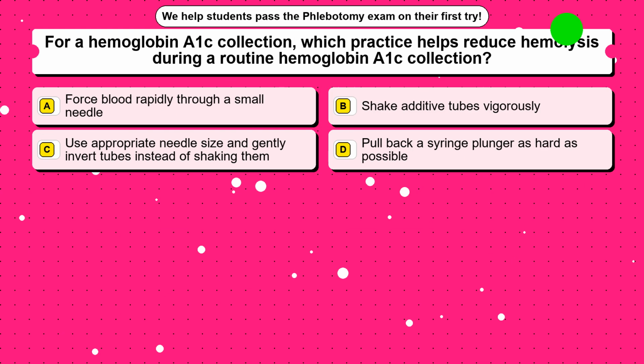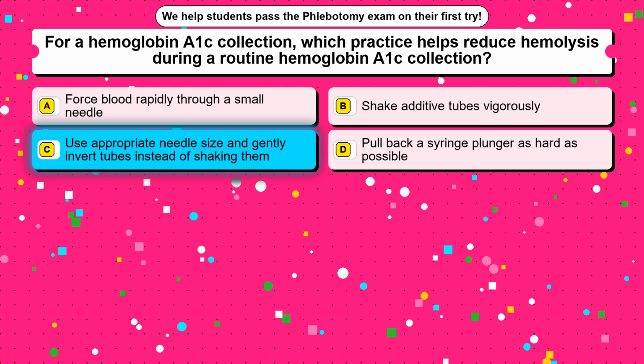Question 25. For a hemoglobin A1C collection, which practice helps reduce hemolysis during a routine hemoglobin A1C collection? Option A. Force blood rapidly through a small needle. Option B. Shake additive tubes vigorously. Option C. Use appropriate needle size and gently invert tubes instead of shaking them. Option D. Pull back a syringe plunger as hard as possible.